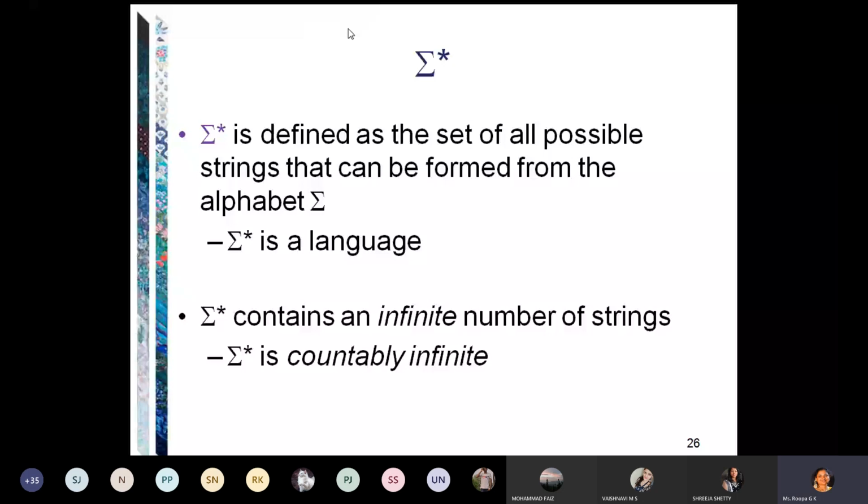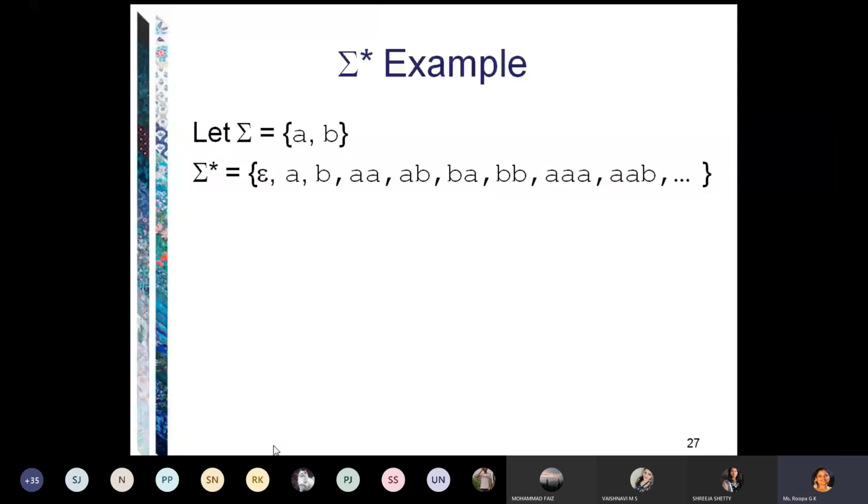Sigma star is 0 or more, so it is itself a language. It contains an infinite number of strings. 0 or more means there is no upper bound, so it is always infinite. So what we can say is sigma star is countably infinite. There is one small theorem before that example. Sigma star example, better to note down this.